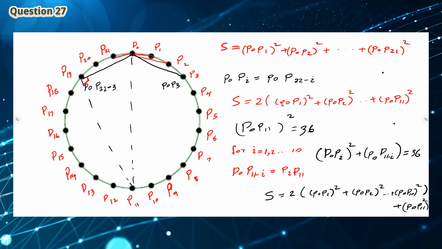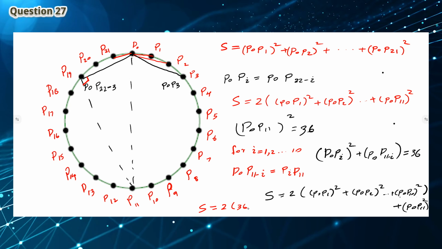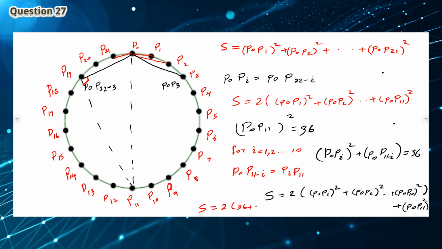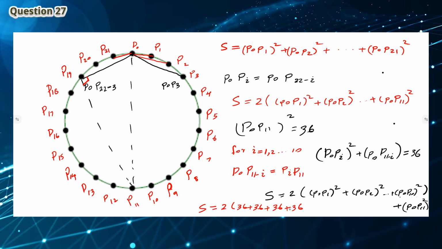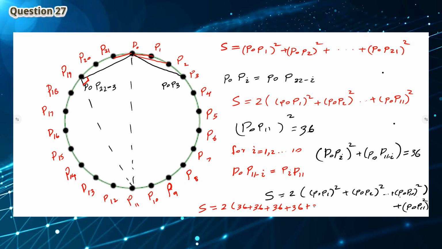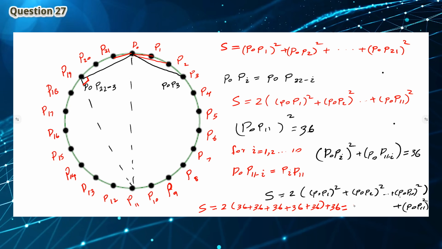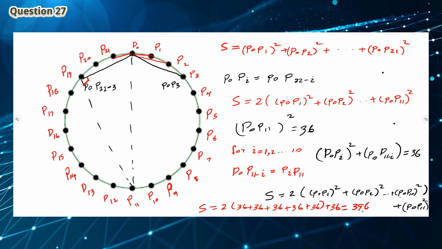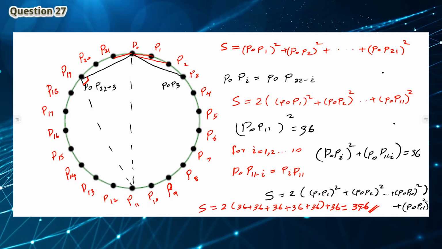Earlier, we found that P0P11 squared is equal to 36. Similarly, P0P1 squared is 36, P0P2 squared is 36, all the way to P0P11. Therefore, S is equal to 11 times 36, which is equal to 396. This means the answer is 396.